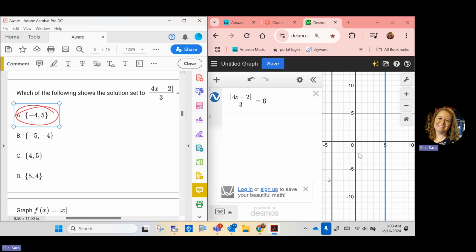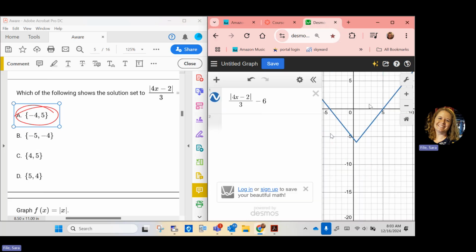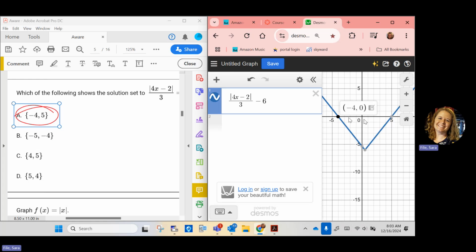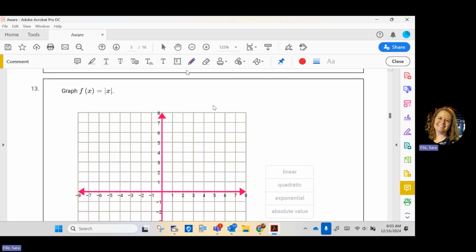If I want to actually see this as a V shape, the absolute value graph, move that 6 over to the other side. It would become a -6 over there. Now I can actually see the V shape, and those are still the same solutions though, -4 and 5. So you need everything to one side of the equal sign if you want to see the actual graph. But if you don't move everything to the same side, it'll still draw those vertical lines through your solutions. Okay, so either way.